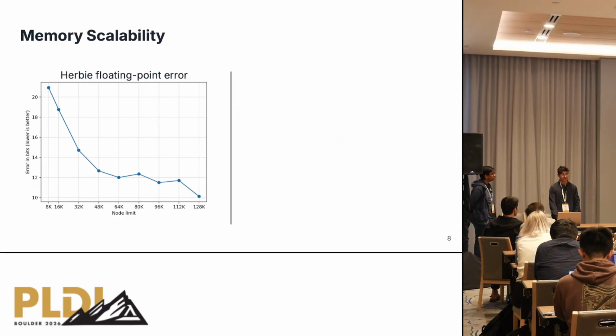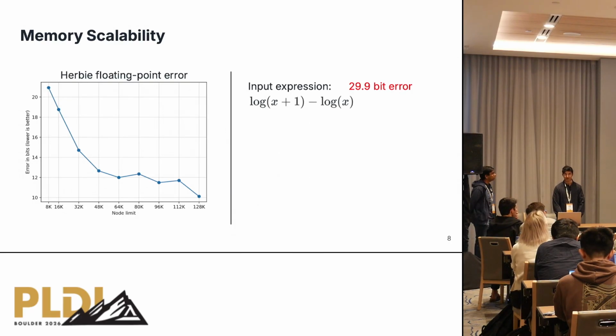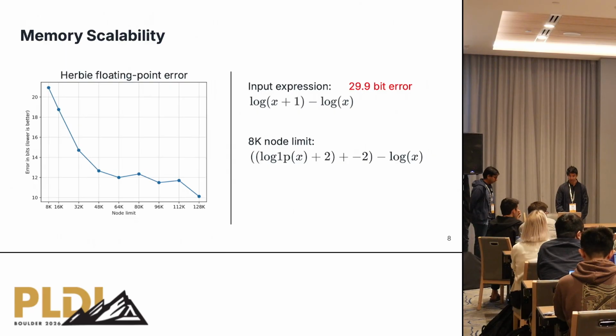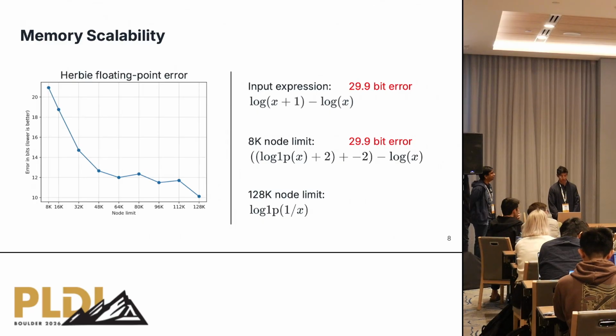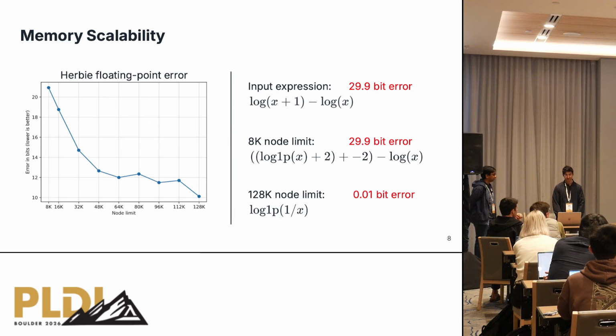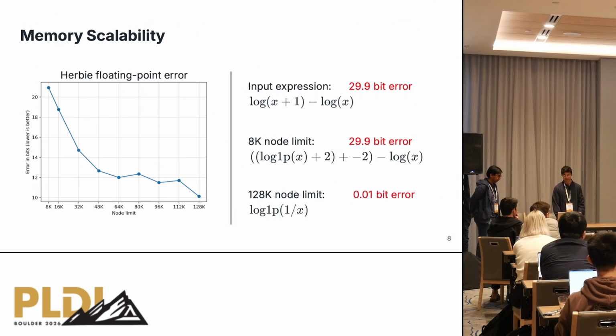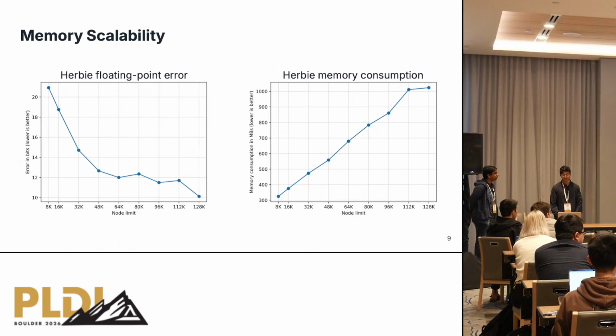If we take a look at one specific input expression, here's the input expression. It has 29.9 bits of error. If we run Herbie with its default 8K node limit, it produces this expression, which basically does nothing and doesn't reduce the error at all. But if we run Herbie with a 128,000 node limit, it produces this expression, which actually has almost zero error. So this shows that by using high node limits, Herbie can achieve significantly better application results. But these better results come at the cost of more memory consumption.